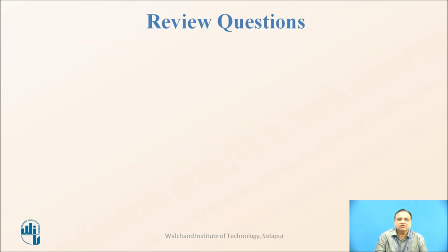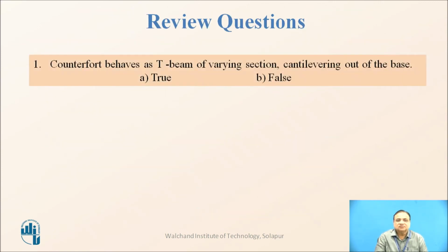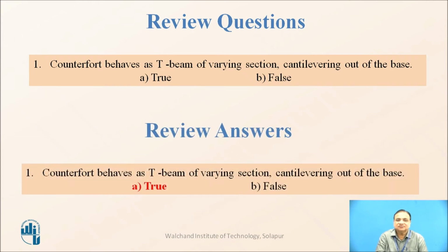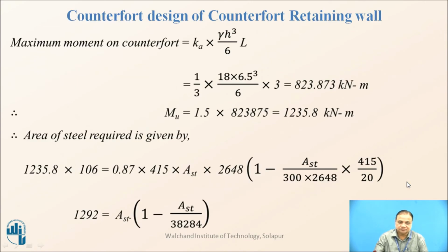So now this is a review question. Counterfort behaves as a T-beam of varying section, cantilevering out of the base. Is it true or false? Can you guess the answer, please? The review answer is, it is true. It is a cantilever. A counterfort behaves as a T-beam of varying cross section, cantilevering out from the base.